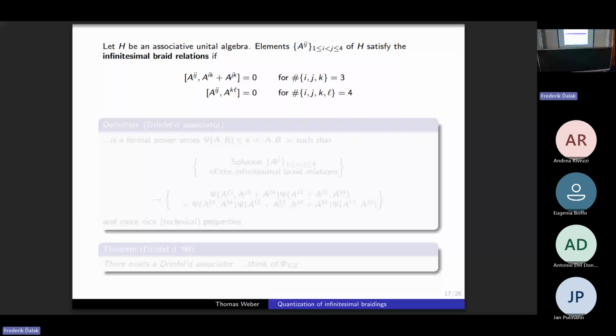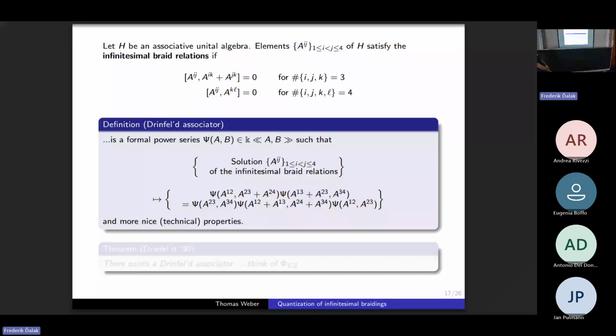Okay, in a nutshell, a Drinfeld associator is a formal power series where you plug in two things, A and B. Just think of some symbols, whatever, and you get some formal series in A and B.